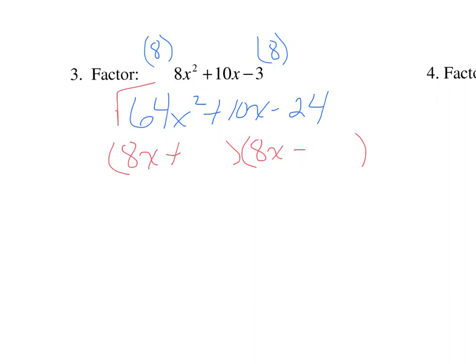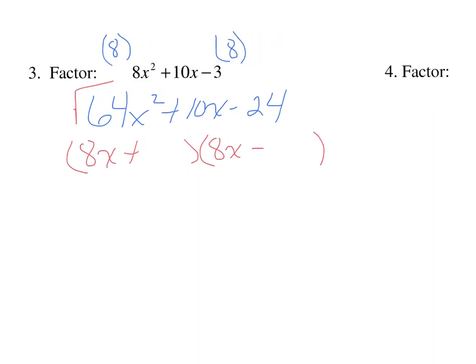Now, since these two signs are different, the term in the middle is a subtract. So we're looking for two numbers that multiply to make 24, but subtract to make 10, not add, because these two signs are different. So again, we can make a list off to the side of the numbers that multiply to make 24.